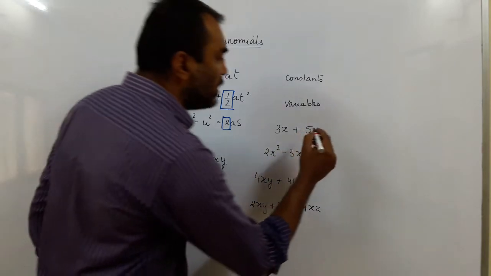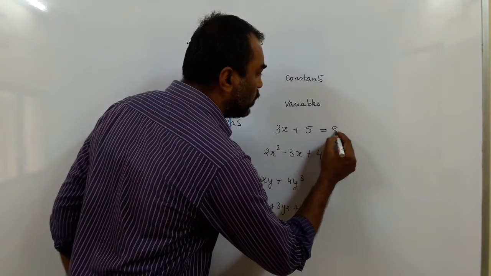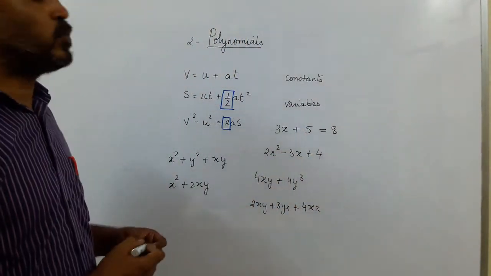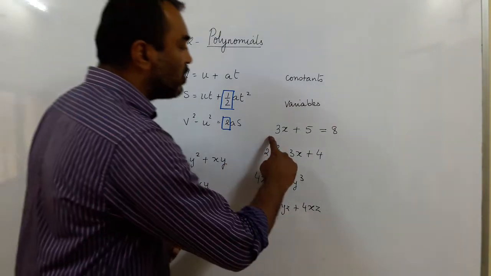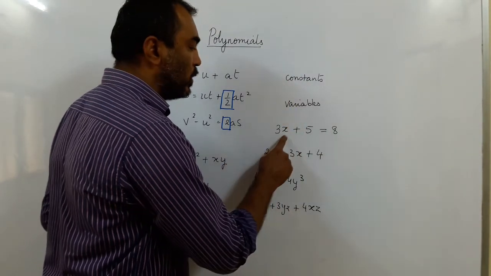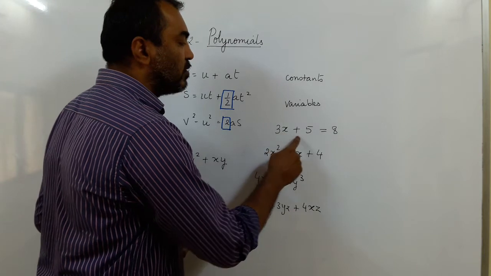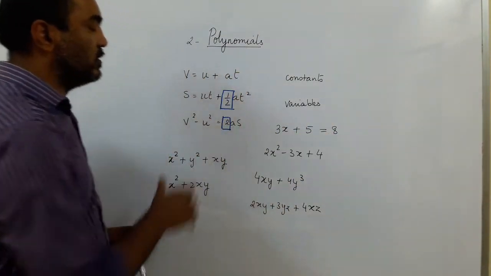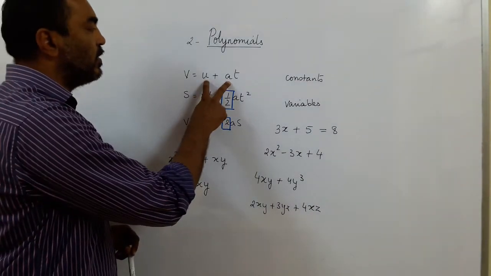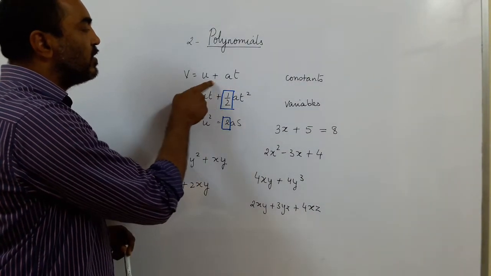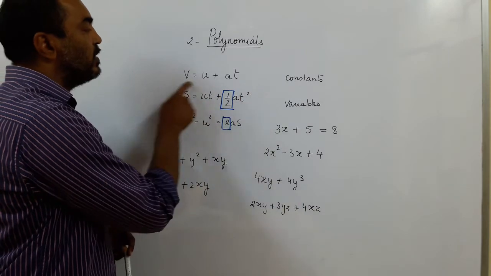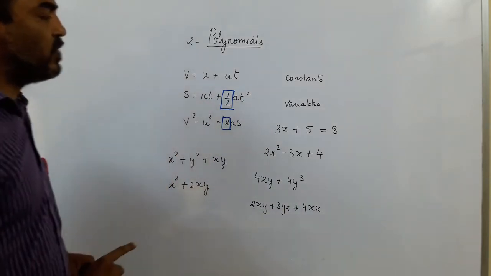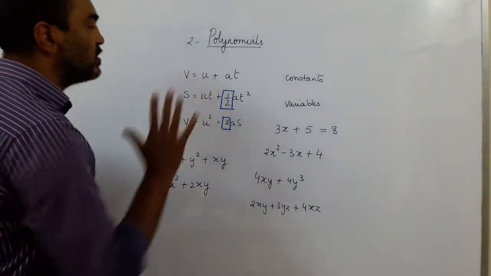But when I change it into an equation, say equal to 8, now there are not infinite possibilities. This is satisfied only when x is equal to 1. 3 ones are 3, 3 plus 5 equals 8. So this is called an equation. When we put the values of the variables here, this equation will be satisfied only when certain conditions are followed.